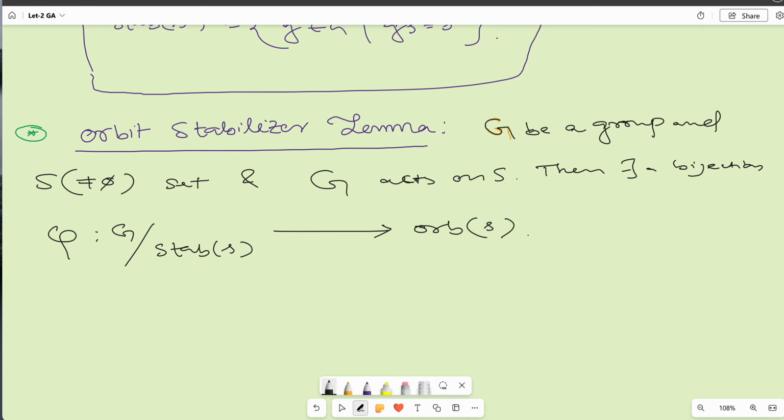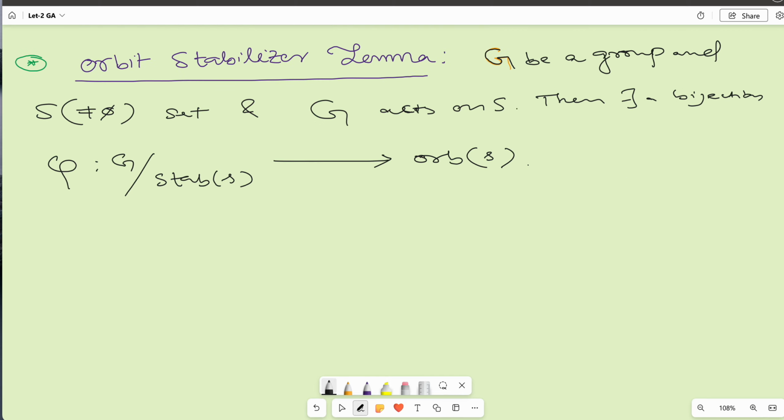So this is called the orbit stabilizer lemma. Let's see the proof of this. Notice that this may not be a group, because the stabilizer of S may not be a normal subgroup, so this may not form a group, but this is a coset. So we don't think of it as a group, we just think of it as a set.